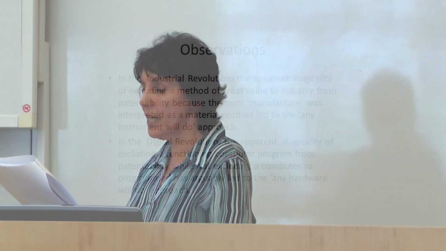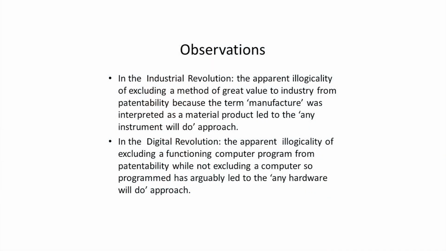I would argue that this "any hardware will do" approach has its parallel in the approach to process patents by English courts in the 18th, early 19th century. At that time, the underlying question was whether it was illogical to exclude from patentability a method that was clearly of great value to commerce and industry, simply because the term manufacture was being generally interpreted as referring to a material product. In determining whether a method fell within the scope of the term manufacture, the approach that would be adopted by the English courts by the early 19th century could be termed the "any instrument will do" approach.